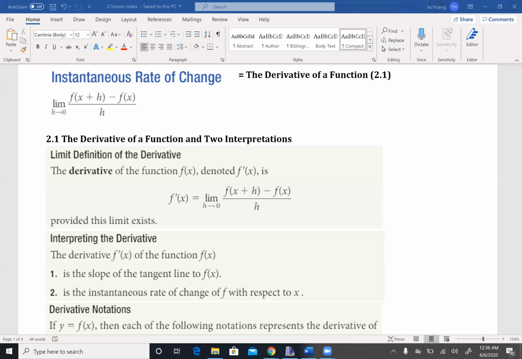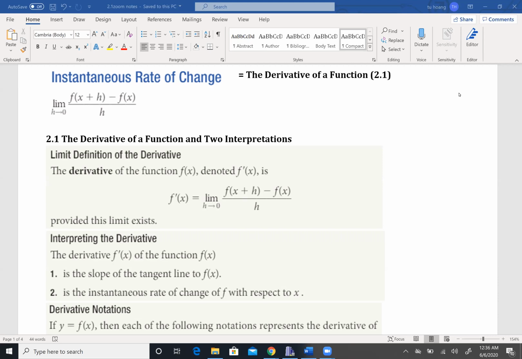Hi everyone. We have talked about section 1.6, instantaneous rate of change. Today we're going to talk about 2.1, the derivative of a function, and its interpretation. This is Math Business Calculus, and this is section 2.1.